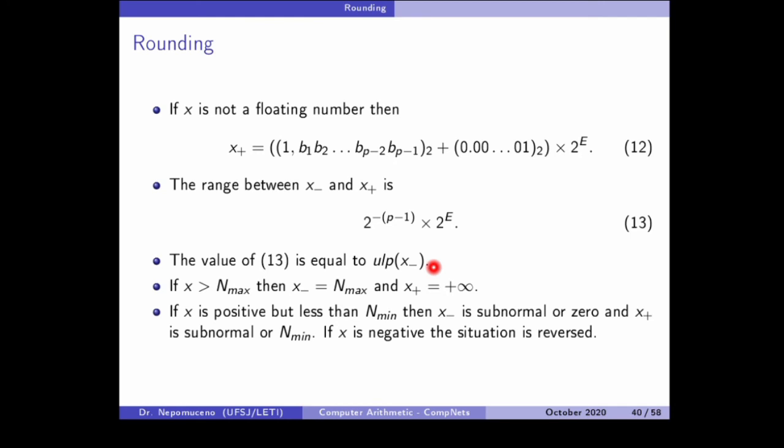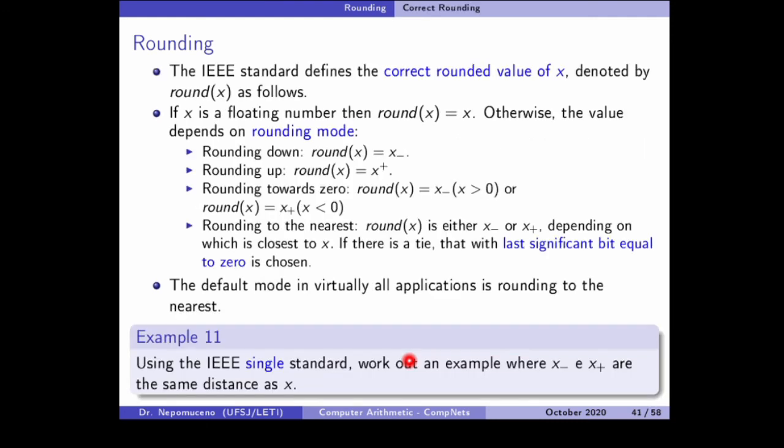So there are some special functions in MATLAB and Octave that you can have a look at. In your online meet, I'm going to show that. If x is greater than n max, then x minus equals n max, and x plus is plus infinity. If x is positive but less than n minimum, then x minus is a subnormal or 0, and x plus is subnormal or n min. If x is negative, the situation is the contrary.